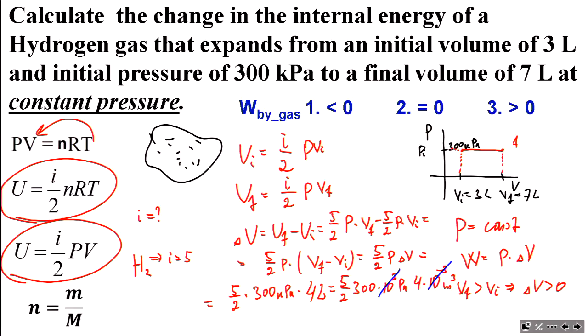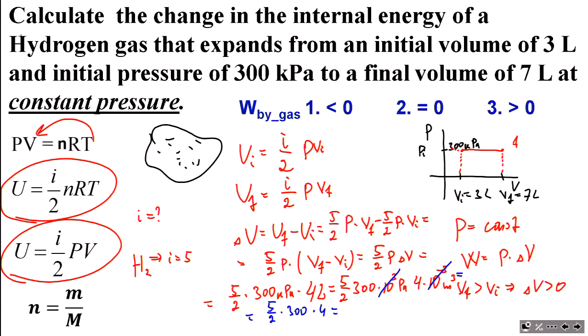So it turns out if we use kilopascals and liters together, we don't have to convert, because the result will be the same. It's going to be 5 over 2 times 300 times 4. And it's just a time-saving technique which might save 2 seconds. But of course, you can always convert liters and kilopascals and get the same number.